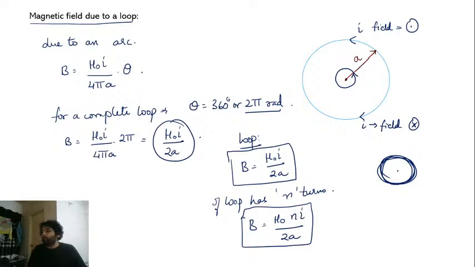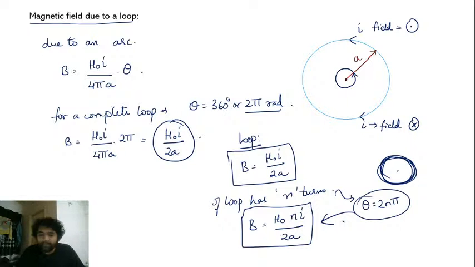Okay, because one single loop will have 2 pi radians. N loops will have 2n into pi radians. N turns means the total theta will be 2n pi. Applying this, you'll get this. All right. I hope this is clear to you guys.